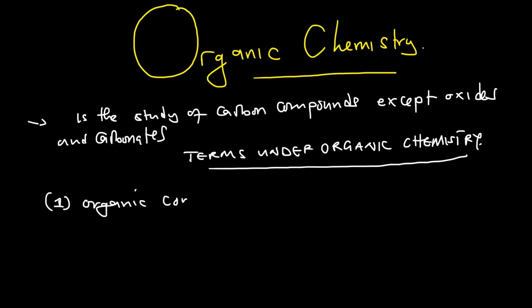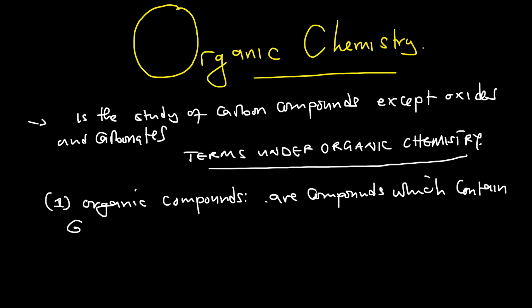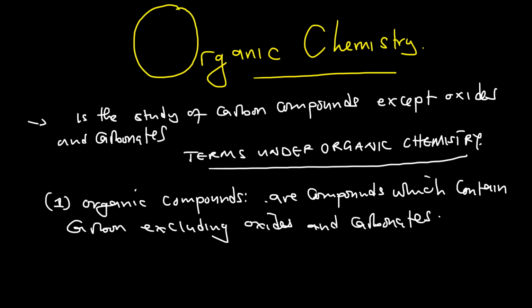What are organic compounds? Okay, so organic compounds are simply compounds which contain carbon but exclude any oxides. So you can say they are compounds which contain carbon, excluding or except oxides and carbonates. So that is how we can define organic compounds. So organic compounds are simply compounds which contain carbon but exclude any oxide or carbonates.